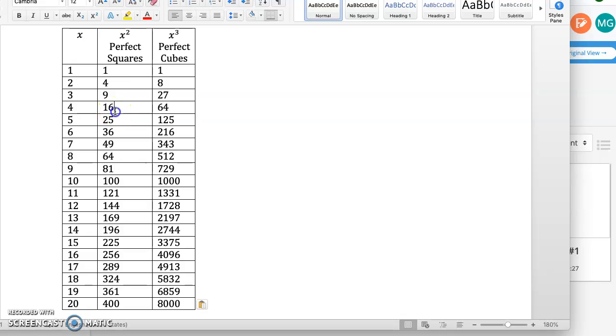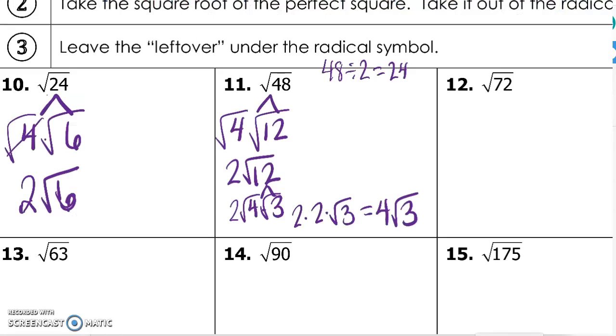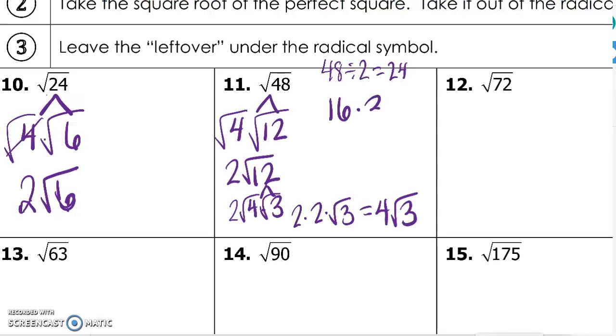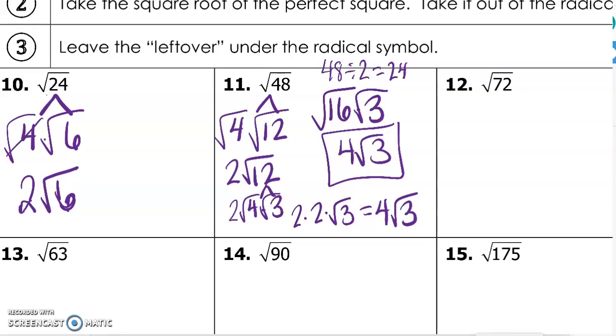24 would fall in between the 16 and the 25. So you would not check 25 because you know that it can't go in. The first number you would want to check is 16. So you would take 48 divided by 16 and get 3. So to do this the fastest, you would take this into 16 times 3. So square root, that's how we get our 4 square root of 3. Okay, again, I know that was super confusing, so I'll do that for a bunch of these.